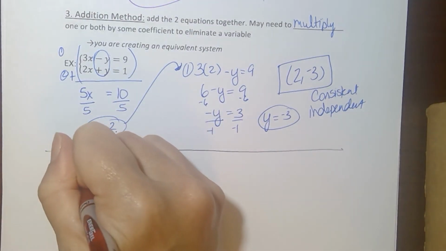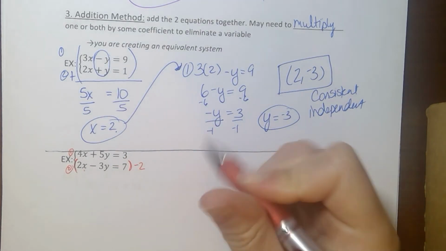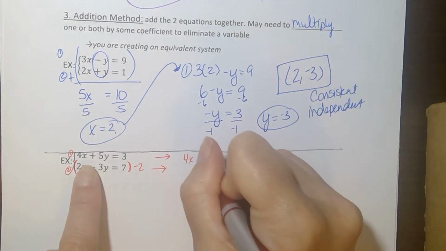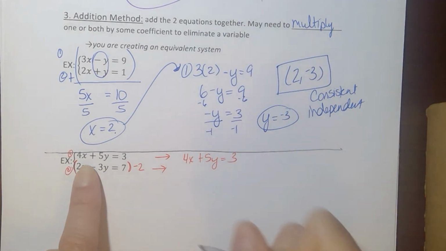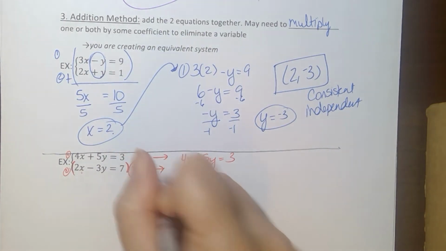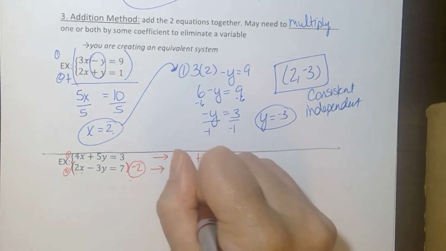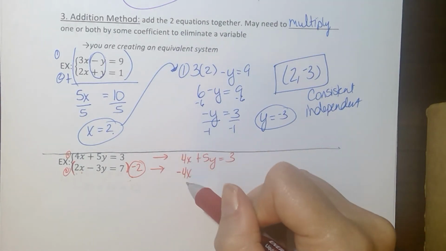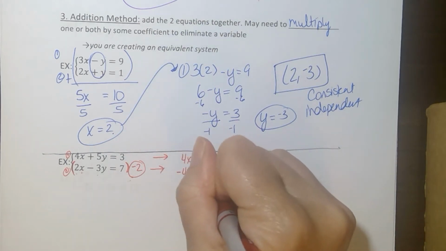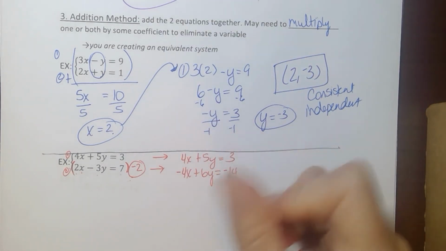So let's go ahead and just multiply this second equation times a negative 2. When I do that, I'm not changing the first equation. I'm just rewriting it: 4x plus 5y equals 3. I don't need to change anything there. But for the second equation, I am multiplying everything in this second equation times negative 2. So negative 2 times 2x is a negative 4x. There's my opposites that will add to 0. Negative 2 times negative 3y is a positive 6y. And negative 2 times 7 is a negative 14.